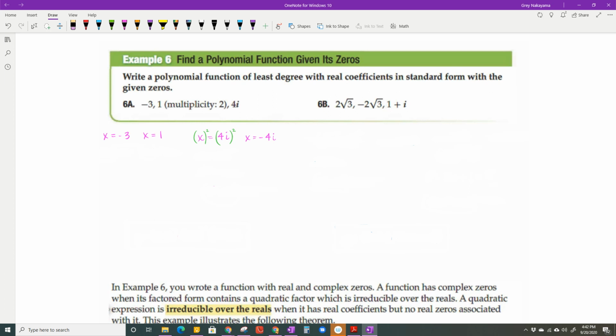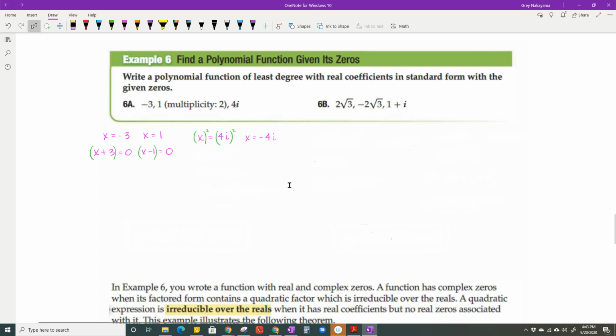Okay, now, when you have real numbers, those are the ones that cross the x-axis, then I'm going to set each of those equal to 0. So I'm going to add 3 to both sides. I'm going to subtract 1 from both sides. Okay, if I have an imaginary root, an i involved, I'm going to square both sides. I'm not going to set it equal to 0 first. I'm going to square first.